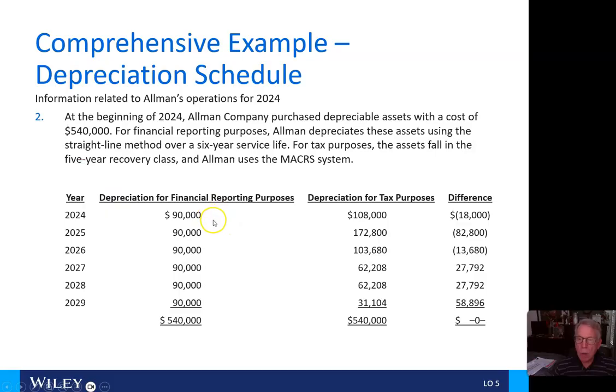So here we show depreciation for financial purposes, totaling $540,000 over 6 years. But for tax purposes, we have accelerated depreciation, shown here, total $540,000, and the differences as shown here.